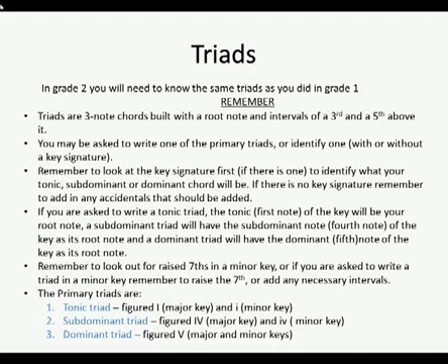And your subdominant triad would be the triad on F. So it would be F, A, C. And your dominant triad would be the triad on the fifth note, G: G, B, D. Okay. If there is no key signature, remember to add in any accidentals that should be added.